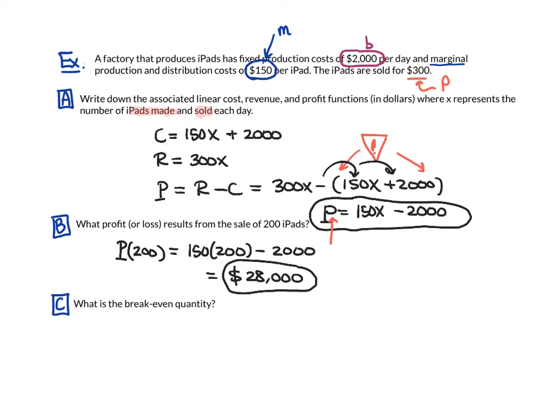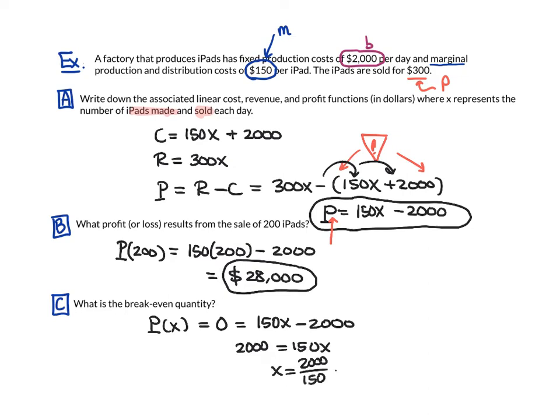And finally, the last part says, what is your break-even quantity? So remember how to do this. This is when your profit is 0. So we're going to set P, the profit, equal to 0. And my profit function is 150x minus 2,000. Set that equal to 0, so we slide the 2,000 to the left, and we divide by 150. So you'll have 2,000 divided by 150. And we quickly find that the break-even quantity is just a little over 13 iPads. So as long as they make 13 iPads a day and sell 13 iPads a day, they are going to turn a profit.